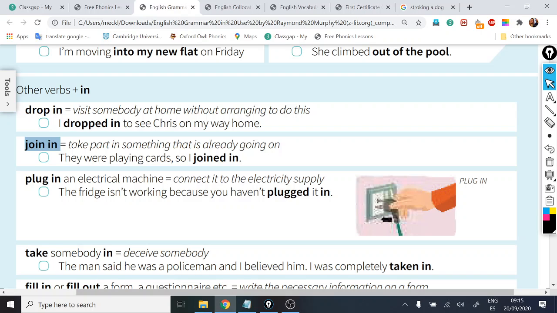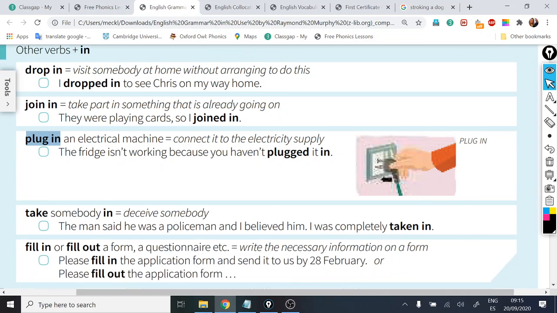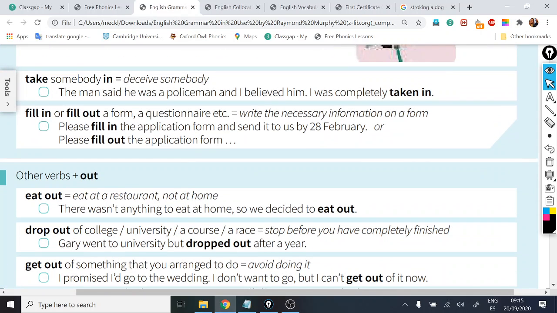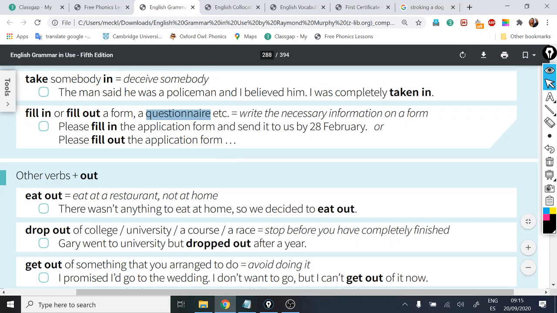Join in is to participate in an activity. Plug in is to introduce the plug into the socket, as you can see in the picture. Fill in, fill out, we use it with forms and questionnaires. So you're filling the form, or you fill the form in, you can say both. And take in, when you talk about someone, means to fool someone, to deceive, to lie to someone, to make someone believe something that is not true.